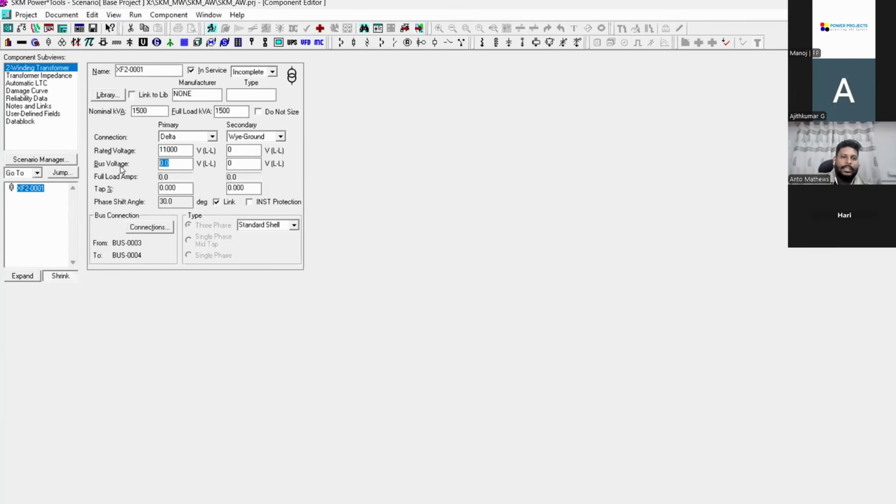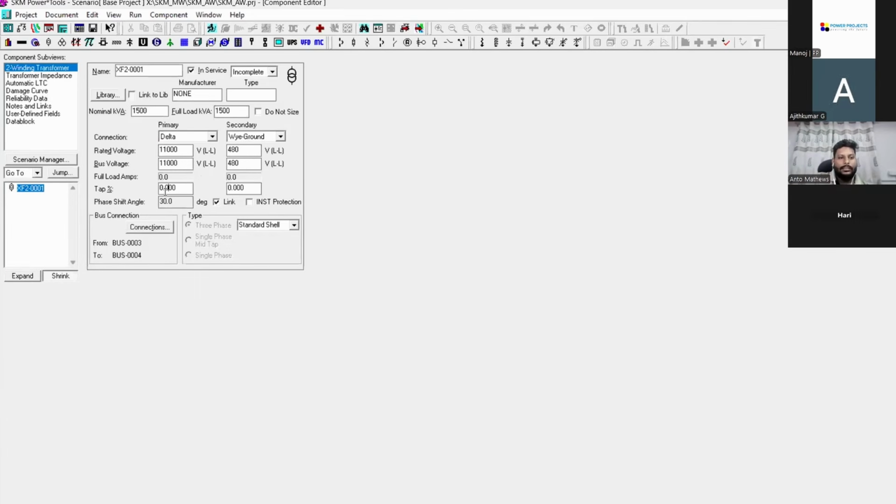So the bus voltage, which is connected, is also 11 kV. The secondary is a star grounded system. So in the star grounded system, what is the voltage? I'm considering 480 volt, so 480 LV. So the bus voltage will also be 480.